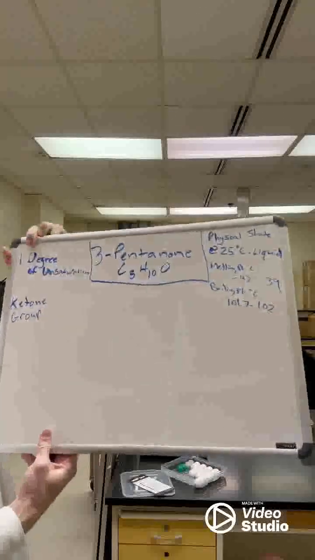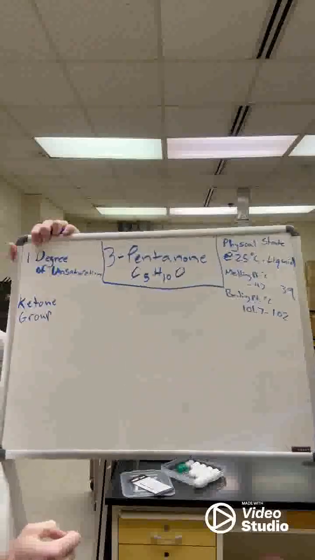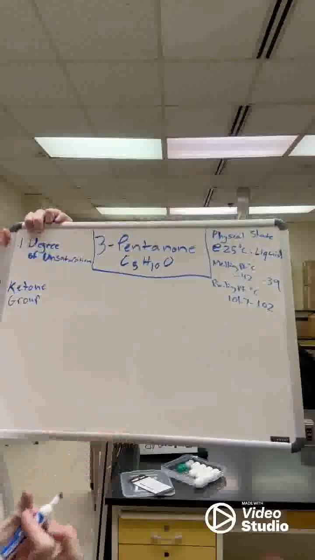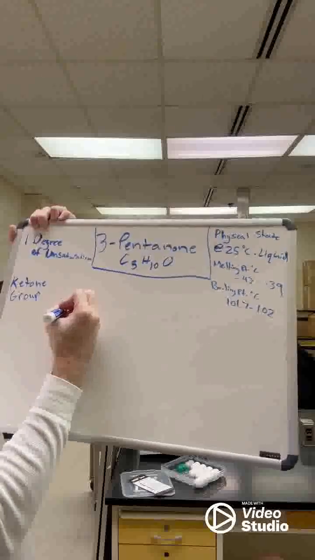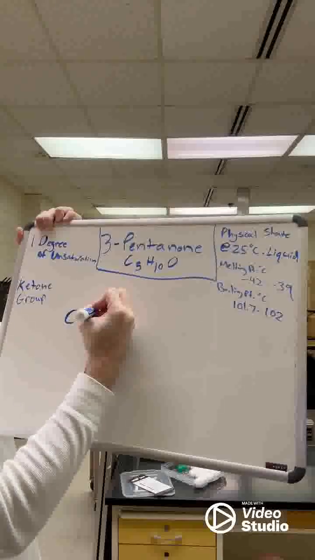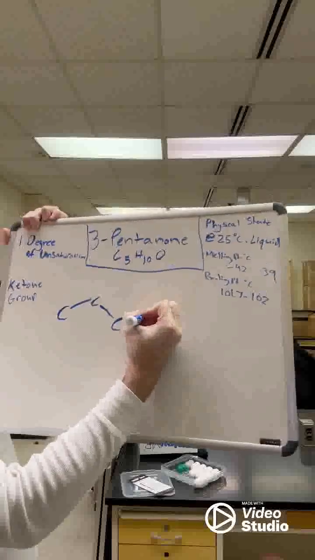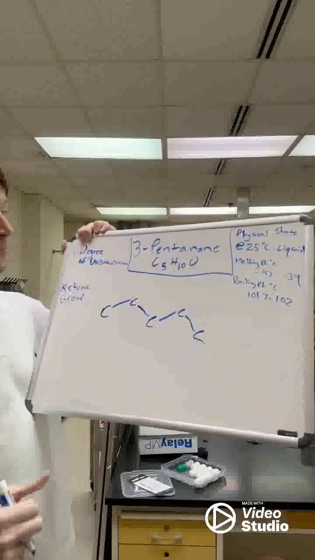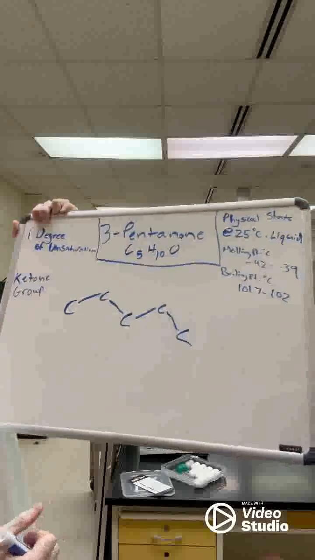When we look at our name here, we see that our parent chain is a pentane, which is a 5-carbon chain, so we'll go ahead and draw that out. So we'll start here with our terminal carbon at position 1, 2, 3, 4, and 5. And now we see from our molecular formula we've accounted for all 5 of our carbons.